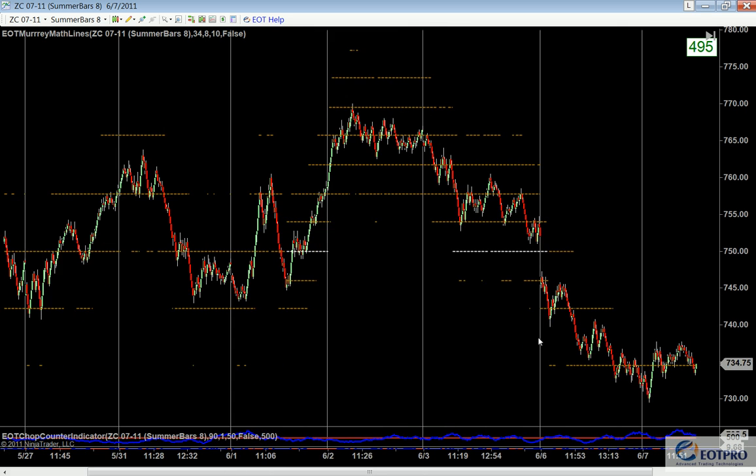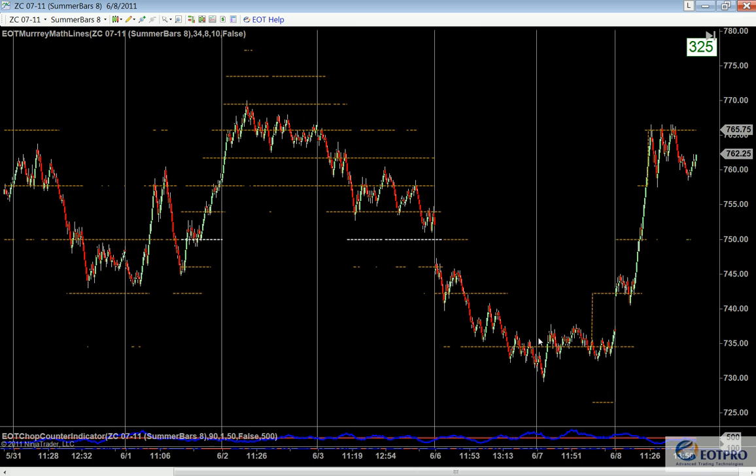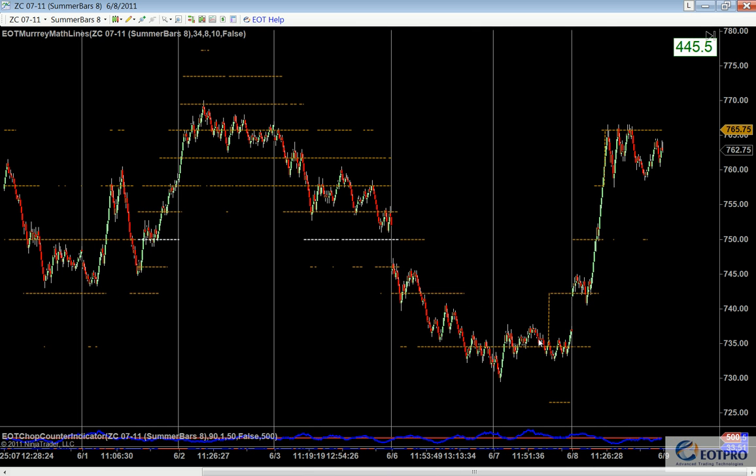So this is a popular indicator. It was designed a long time ago. One of the first things that was designed at EOTPRO because people wanted to have support and resistance. I encourage you to use them.